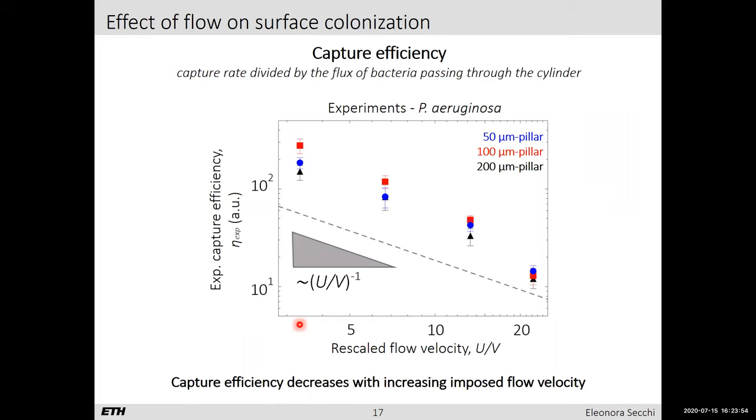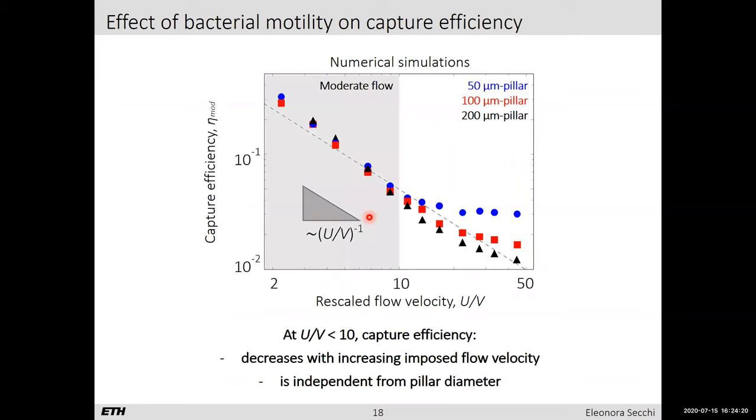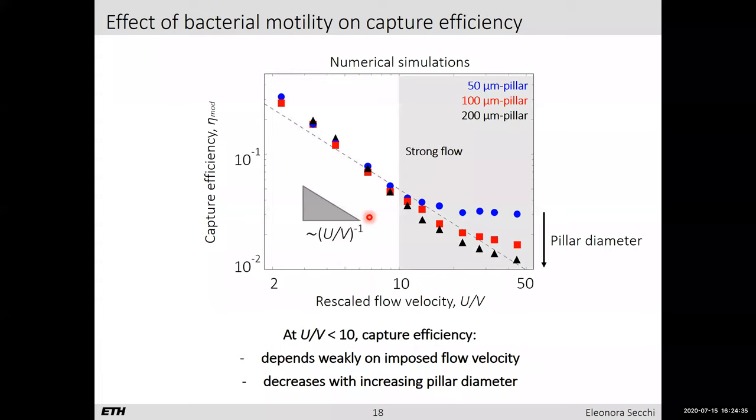What we can see is that the capture efficiency is reduced at increasing imposed flow velocity, but doesn't show a very strong dependence on the pillar dimension. These trends are both very well captured by the numerical simulation. But with the numerical simulation, we can go further and see that we have two different regimes. One regime at moderate flow, in which basically we see this decrease with increasing flow velocity, and we don't see any dependence on the pillar diameter. And another regime in the strong flow, where we see a very weak dependence on imposed flow velocity, and then a capture efficiency that is decreasing with increasing pillar diameter.